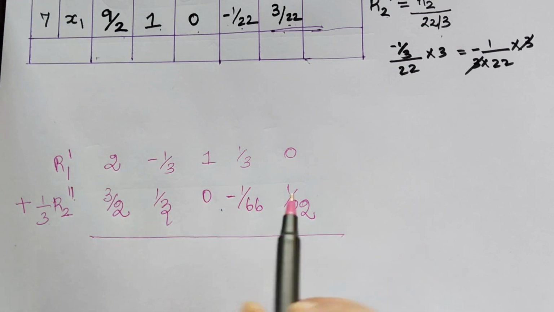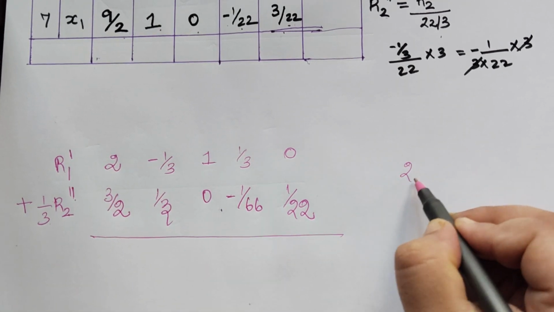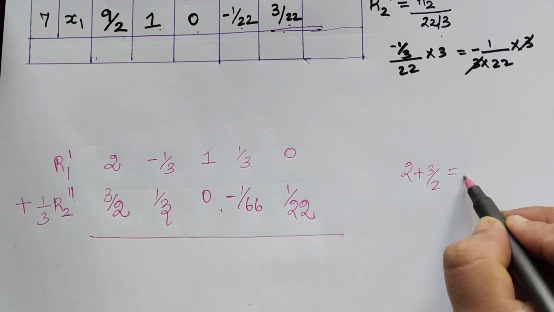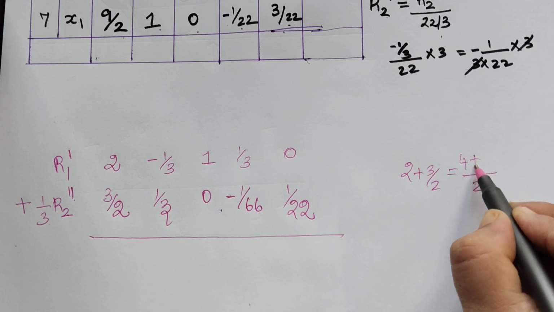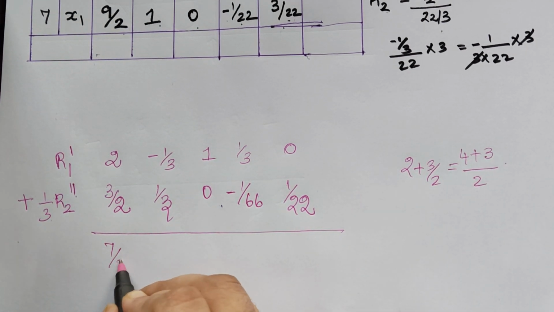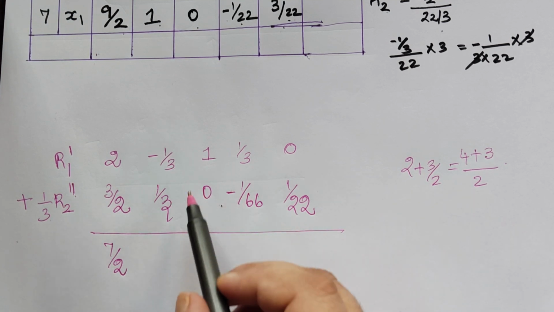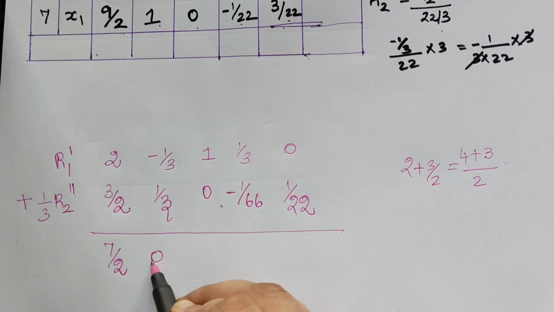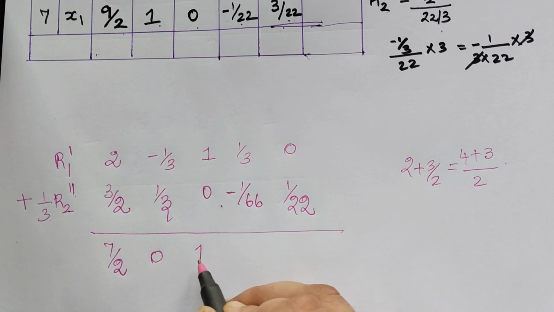So when we add 2 plus 3 by 2, what is 2 plus 3 by 2? 2 is the LCM, 4 plus 3, so that will be 7 by 2. So here we will get 7 by 2. And then minus 1 by 3 plus 1 by 3 becomes 0. 1 plus 0 is 1.